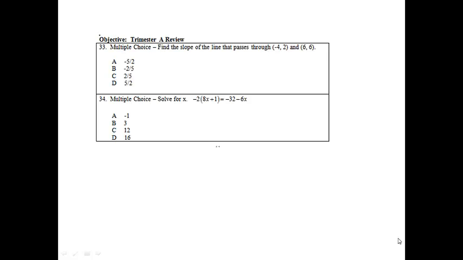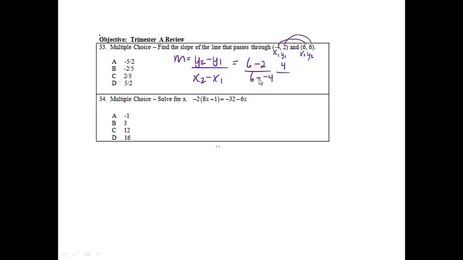Trimester A review. All right, multiple choice. Find the slope of the line that passes through (-4, 2) and (6, 6). I know that my slope formula is m equals y2 minus y1 over x2 minus x1. If I label these x1, y1, x2, y2, I'm going to do y2 minus y1, so 6 minus 2 over x2 minus x1, so 6 minus negative 4. And so 6 minus 2 is 4.